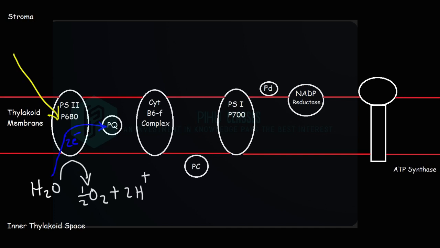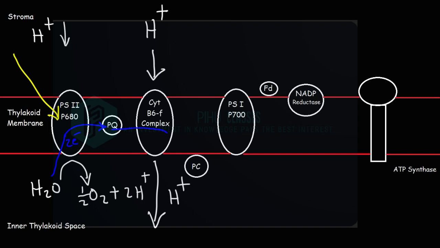Now, plastoquinone is going to carry the electrons to cytochrome B6F complex. And as the electrons pass through that complex, what's going to happen next is it's going to pump protons from the stroma, that is from outside of the thylakoid, into the lumen, or the inner thylakoid space. So the proton concentration in the stroma is going to decrease, while the proton concentration inside the thylakoid is going to increase, producing a concentration gradient.